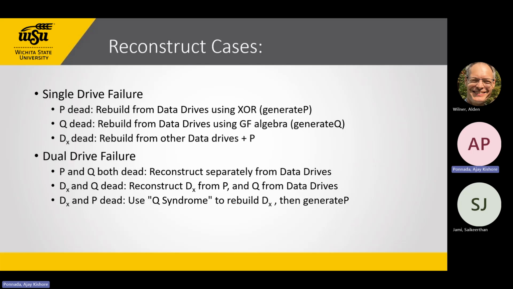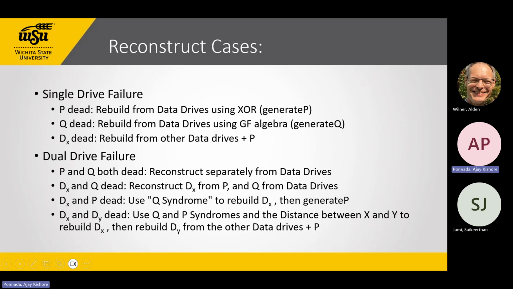What if DX and P are dead? One parity, P, was dead and one of the data drives, DX, was dead. That's a little complicated. So we use the Q syndrome to rebuild DX, then generate P. So what's the Q syndrome? We are going to see what the Q syndrome is.